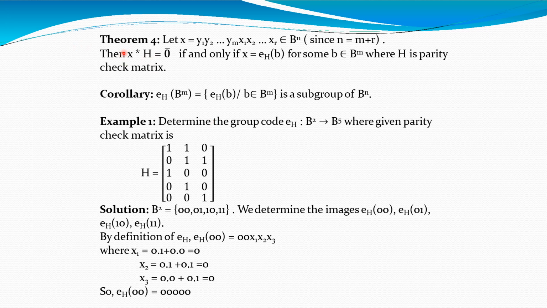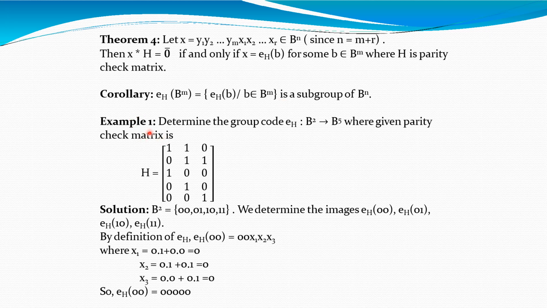Now next theorem, let x is y1, y2, ym, x1, x2, xr in Bn. Then x star H is 0 bar if and only if x equal to EH of b for some b belonging to Bm, where H is parity check matrix. Now its corollary is important. EH of b, b in Bm, is a subgroup of Bn. That means EH, which is nothing but the encoding function obtained by using that parity check matrix, is a group code because it is a subgroup of Bn.